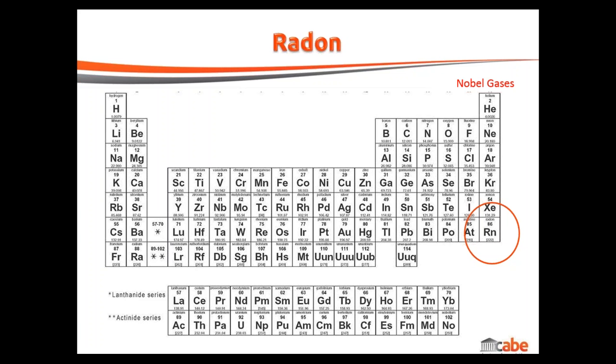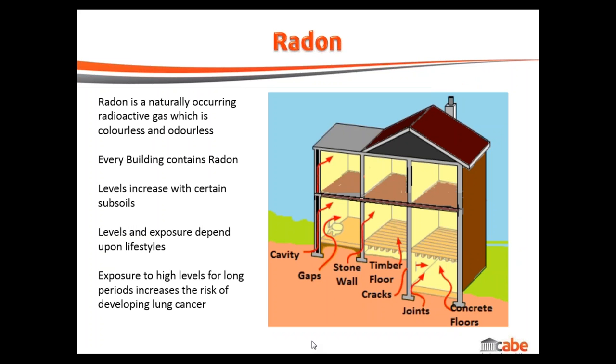On the periodic table, it's one of the noble gases, but more importantly for us in terms of construction, it is a naturally occurring radioactive gas that occurs given certain ground conditions, certain rock formations, and is present in most areas in small quantities. It's colourless and odourless, so it's difficult to be aware of and difficult to detect. Every building will to some degree contain radon. With certain soil types, ground conditions and rock formations, you can get higher levels than in others.